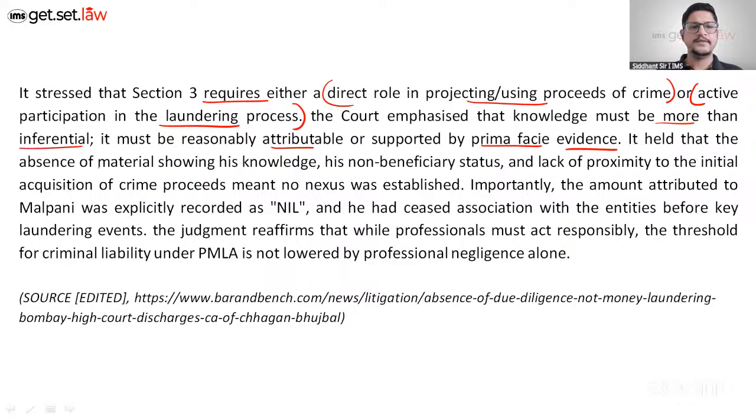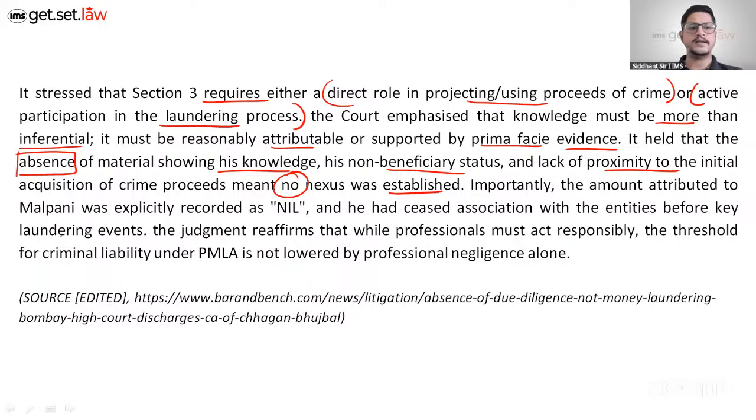It held that there was an absence of material showing his knowledge. If you say, sir, I do have knowledge of that particular thing, you just have to prove it with evidence that you actually have knowledge, right? If you say, sir, I know how to read the Chinese language, I'll give it to you, read it. That is the concrete proof. His non-beneficiary status and lack of proximity to the initial acquisition of criminal proceeds meant no nexus was established. No direct link was there.